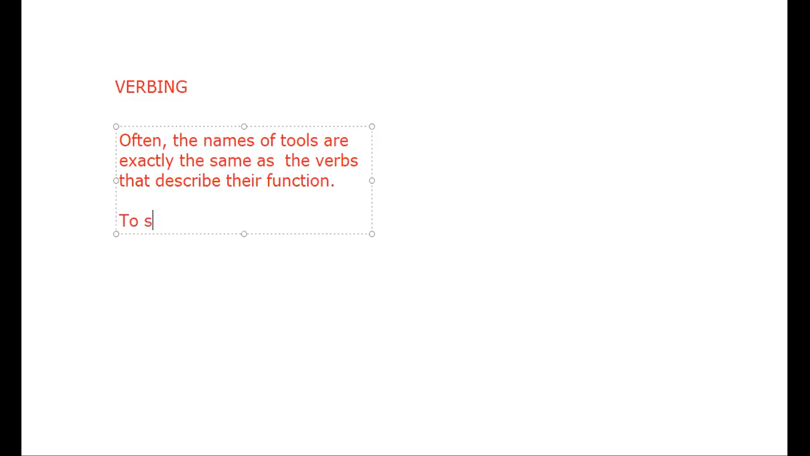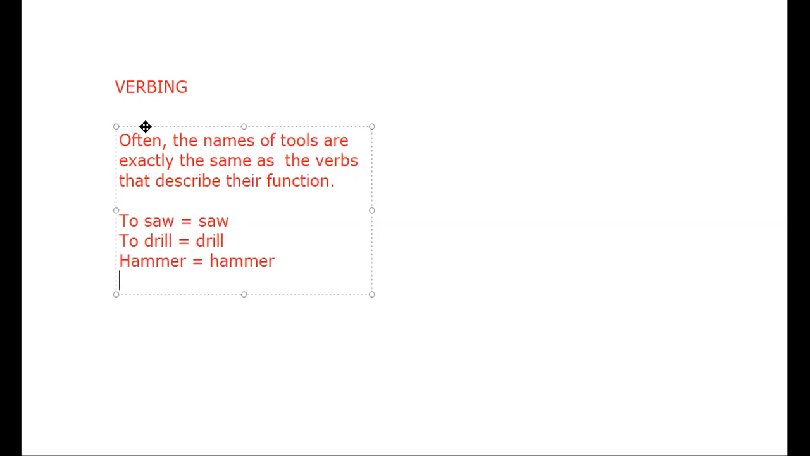An example I can give you about verbing, a clear example: I'm going to saw. What is a saw? Well, you use a saw to saw. Or for example, I need a drill. I'm going to drill with a drill, of course. Or I'm going to hammer a nail. What do I use to hammer? Well, I use a hammer. That is verbing, when you use the same name of the tool as an action.